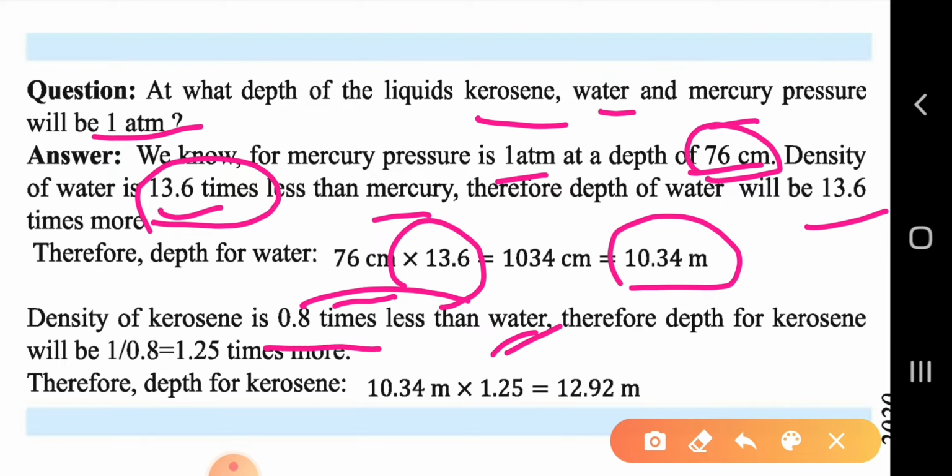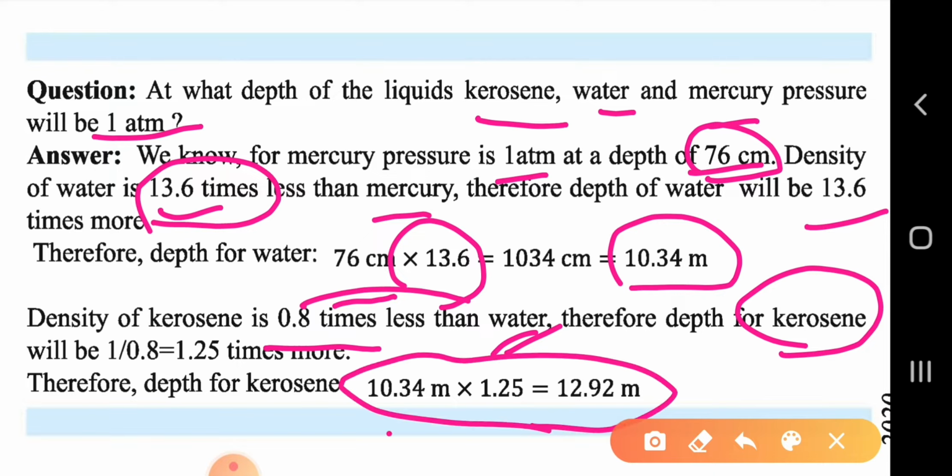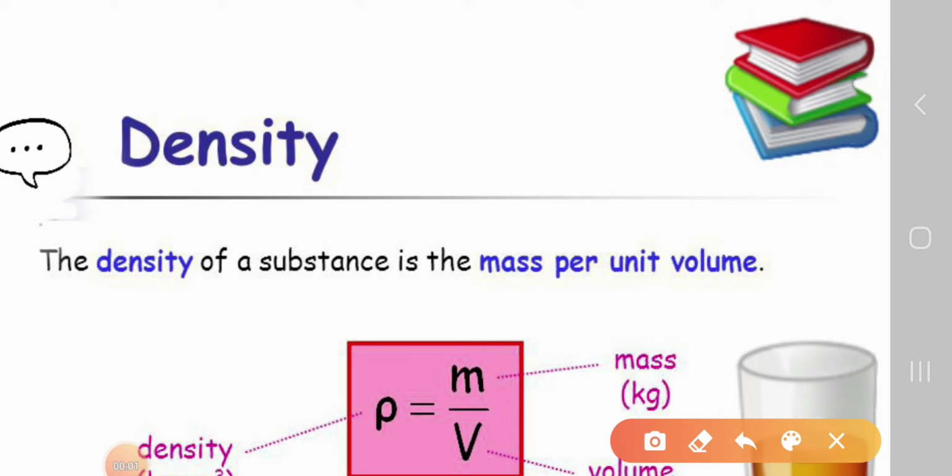So therefore the depth for kerosene will be 1.25 times more. Here we already got the depth of water, but we need to figure out the depth of kerosene. So kerosene is 1.25 times more, so we just multiply, and we get 12.92 meters. That is our answer.